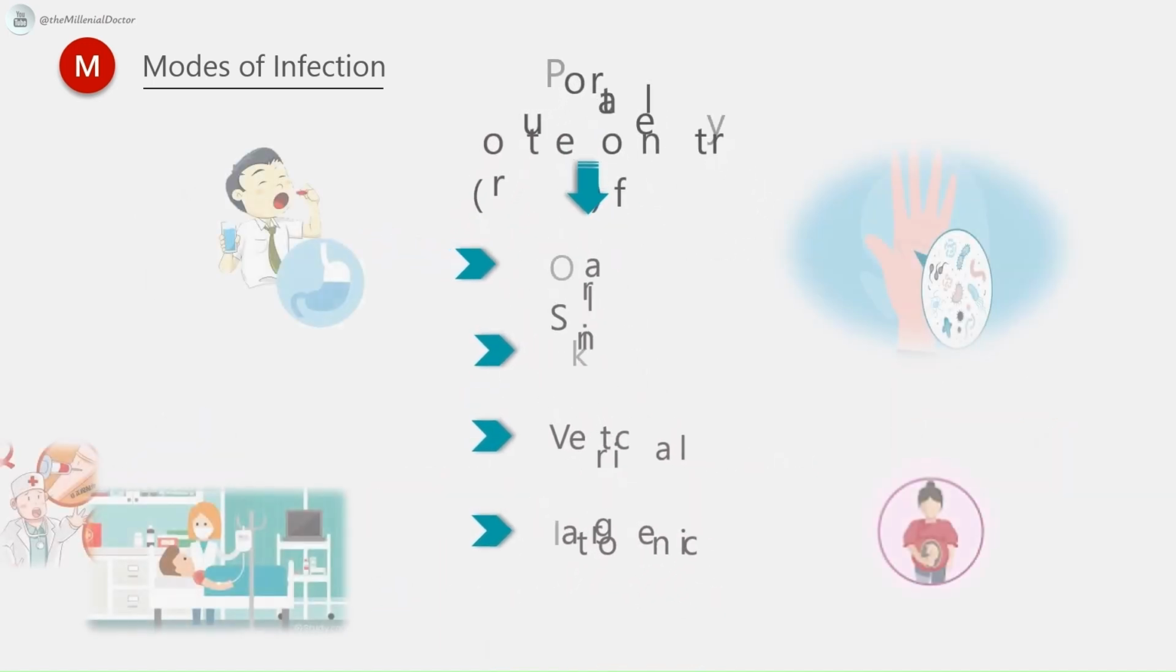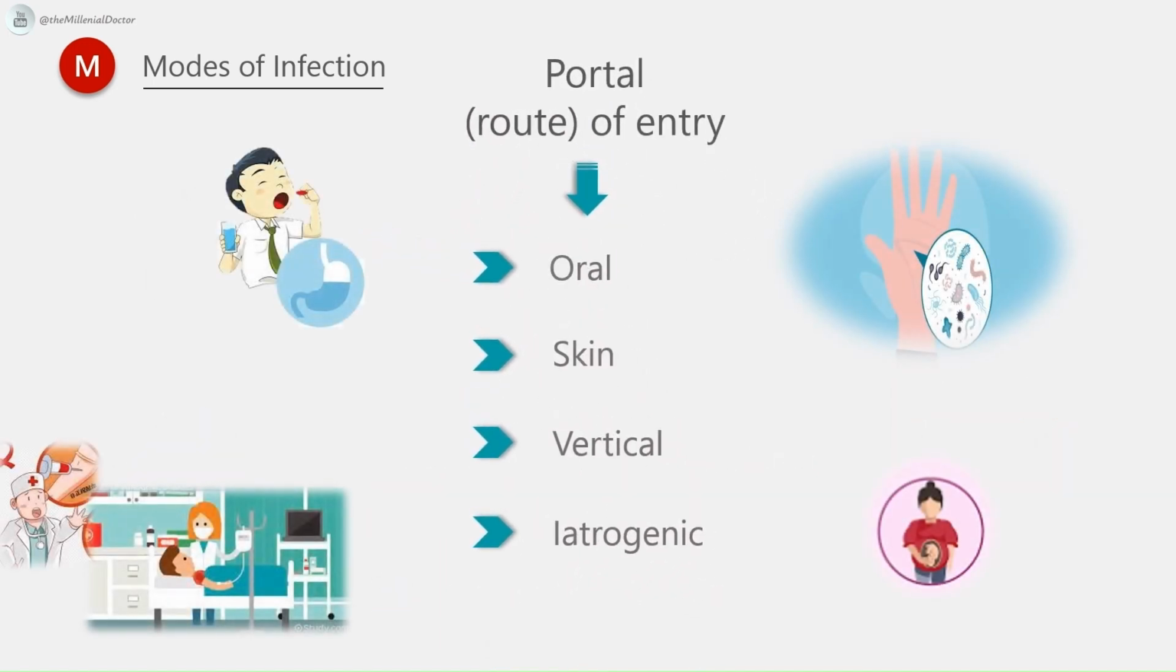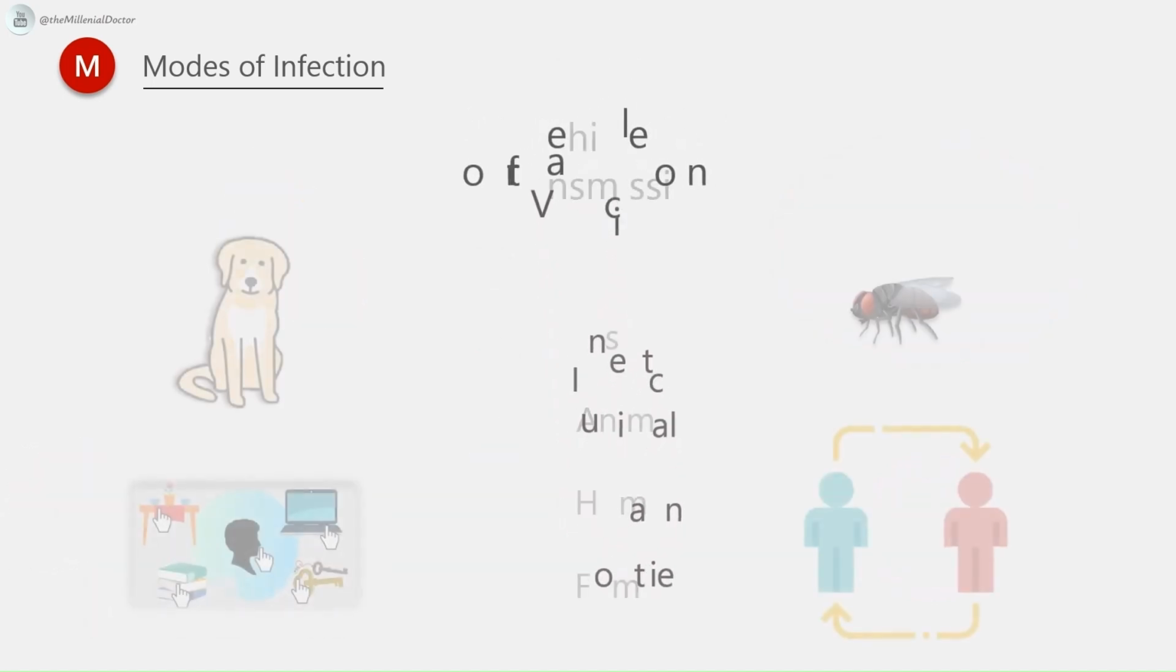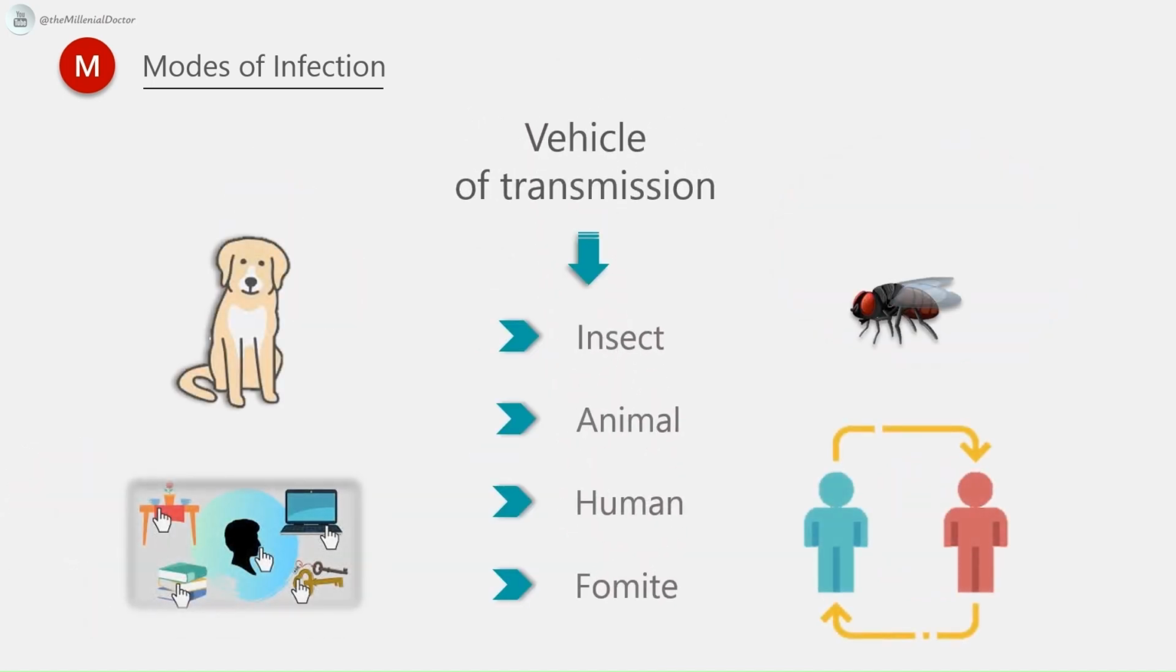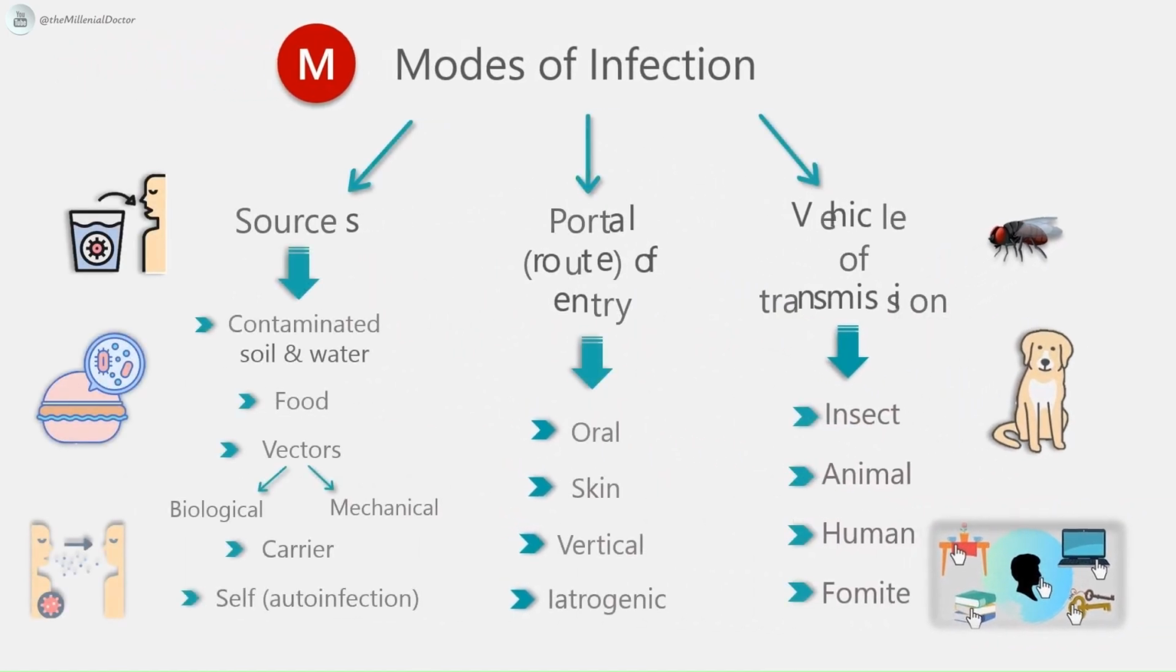Next, portal or the route of entry. These have already been discussed in detail under the third section, transmission, which has been covered in the previous video. Next, vehicle of transmission. These can be through insects. Example, mosquito, sandfly, ticks, housefly. And animals, example cow, dog, cat. Humans, a human can be a carrier with clinical or subclinical disease. And lastly, fomite, example bedcloth, towel, etc. So these are the modes of infection.